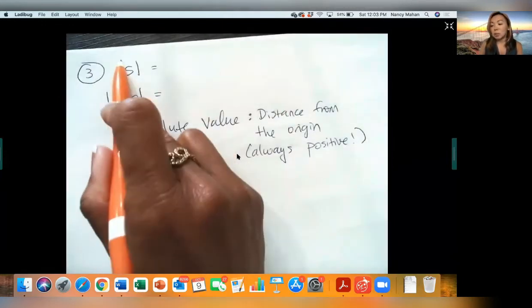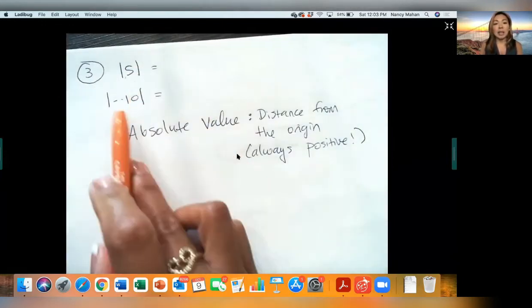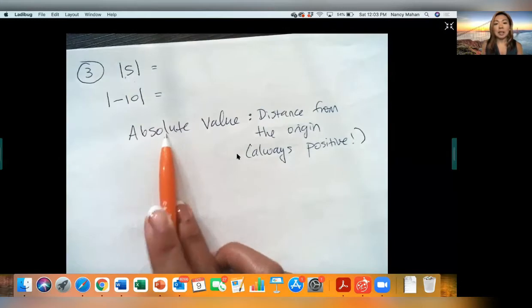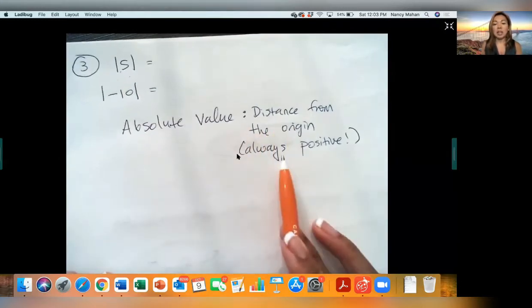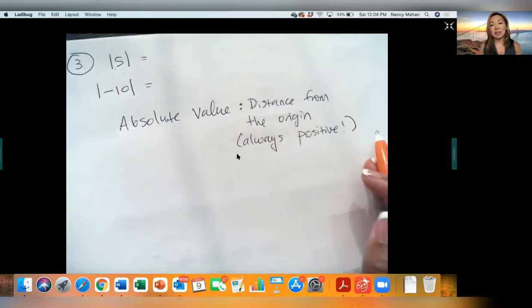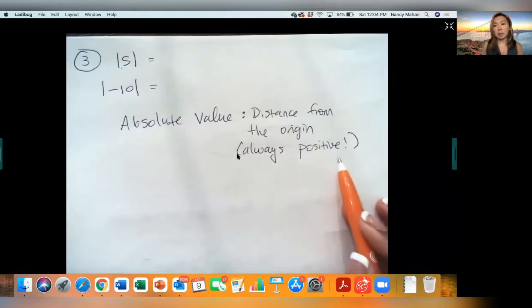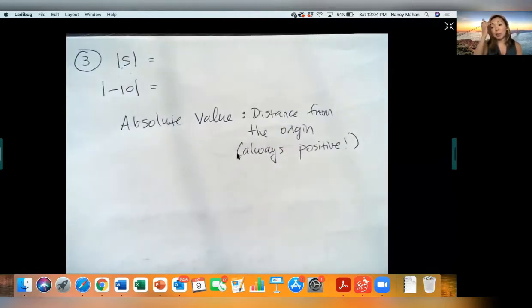So these bars again mean absolute value, and the definition of absolute value is that it is the distance from the origin. So when you want to talk about distance of something, the answer is always going to be positive. So for an example, if I say, how far do you live from Long Beach? If someone says they live 10 miles north, they would just say 10 miles north, or 10 miles. If they live 10 miles south, we don't say negative 10, we just say 10 miles, right?